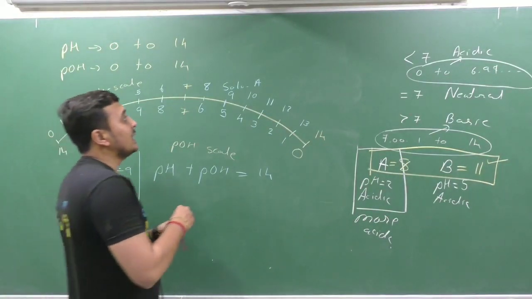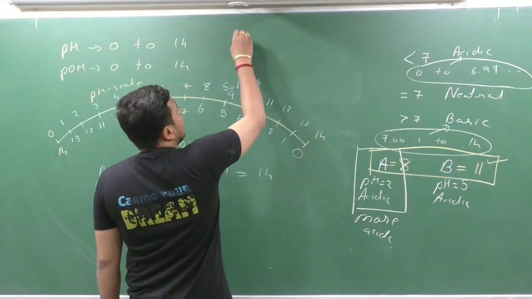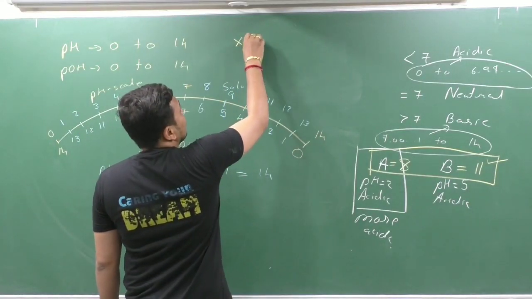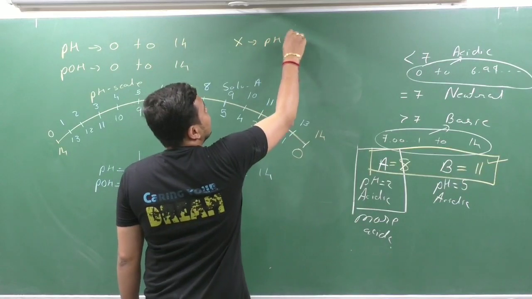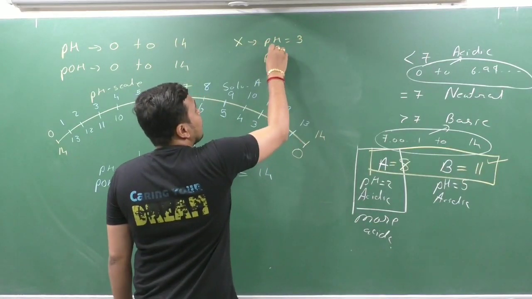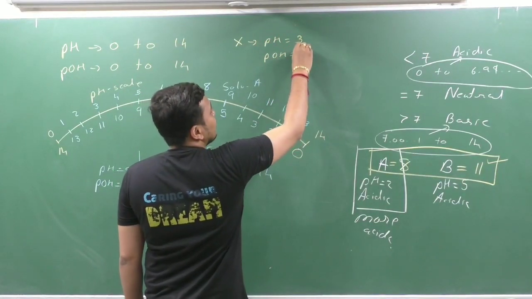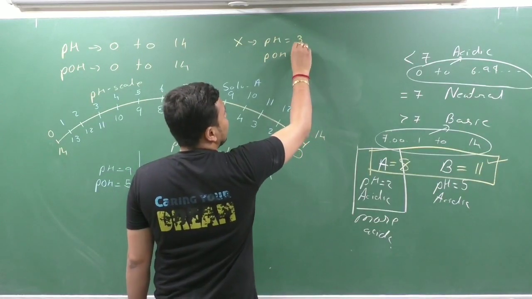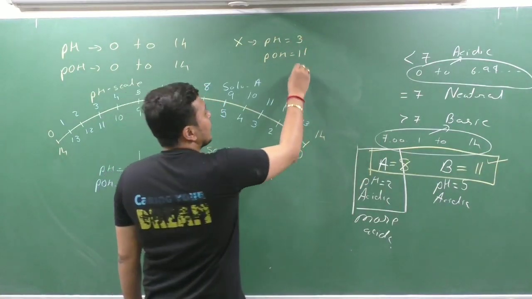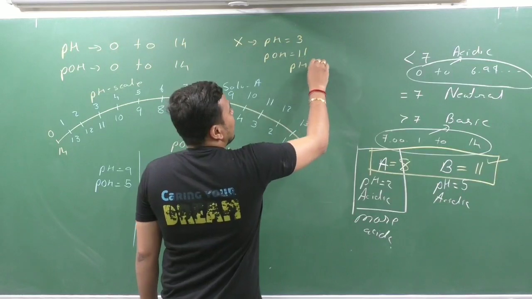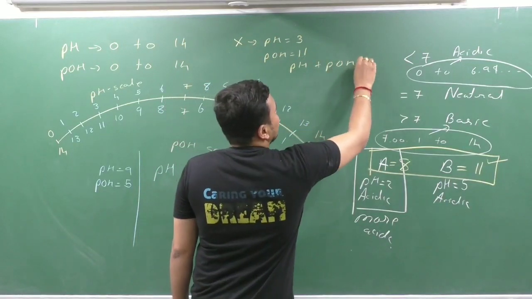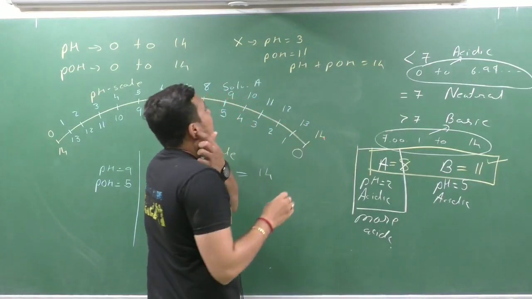So now it is given here. If there is a solution X whose pH value is 3, then you can find its pOH value. What will be its pOH value? 3 plus how many is equal to 14? 11. So if you want to find it as a numerical value, you can say that pH plus pOH is equal to 14.